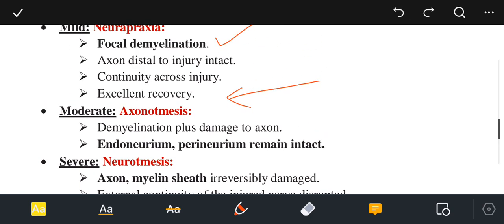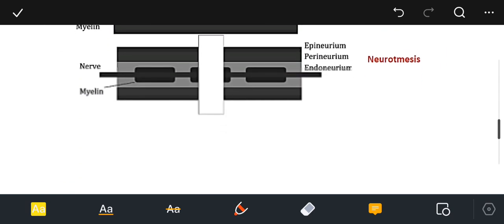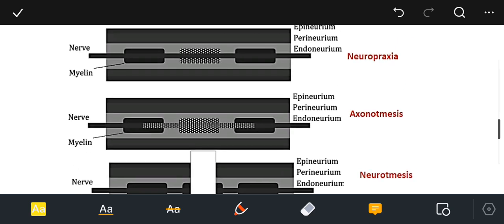Then we have the moderate type, called axonotmesis. There is demyelination plus damage to the axon. Endoneurium and perineurium will remain intact, but the axon is damaged. This is called axonotmesis. Tmesis, you may say, means to cut, right?